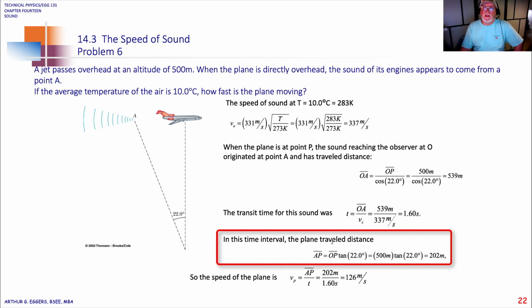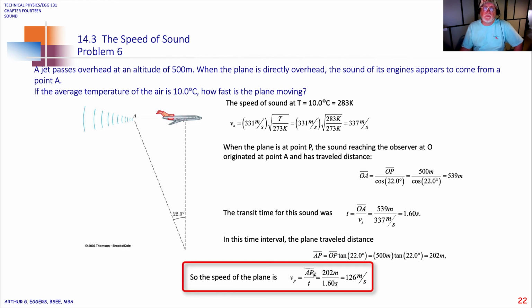In this time interval, the plane traveled a distance from A to P. So if we look at, again, our trigonometric relationships from the origin to P, if we take the tangent of 22 degrees, we get 500 meters times the tangent of 22 degrees, or a distance of 202 meters from A to P. So the speed of the aircraft, the jet, is the distance A to P divided by the amount of time for the transit of the sound. So 202 meters divided by 1.6 seconds gives us a velocity of 126 meters per second, which is the speed of the plane.